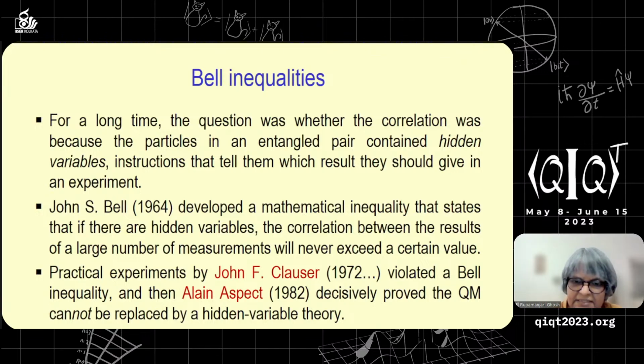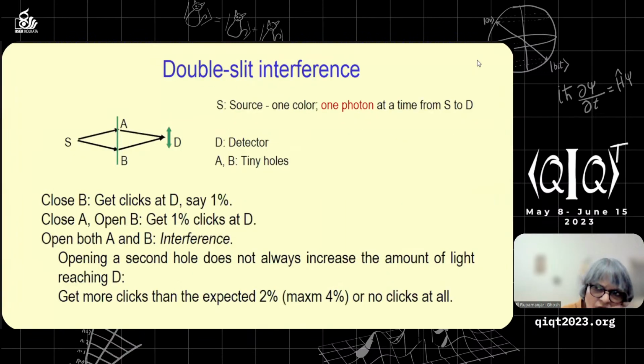Now, practical experiments by Clauser in 1972 onwards, and then Alain Aspect 1982 onwards, decisively violated the Bell inequality and basically proved that quantum mechanics cannot be replaced by a hidden variable theory. All of this is actually very simple. You would see the connection with the phenomenon I'm going to talk about, the double slit interference, where you assume the source emits light of one color, single frequency, and it's a very, very weak source, so only one photon is there at a time from source to the detector D.